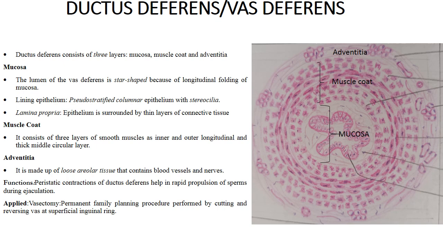And the function of vas deferens is that it helps in peristaltic contraction of ductus deferens, and it helps in rapid propulsion of sperms during ejaculation. It does not store the sperms. It will help in propulsion of sperms. And in applied aspect, we have vasectomy, that is a permanent family planning procedure performed by cutting and ligating the vas deferens at the superficial inguinal ring.